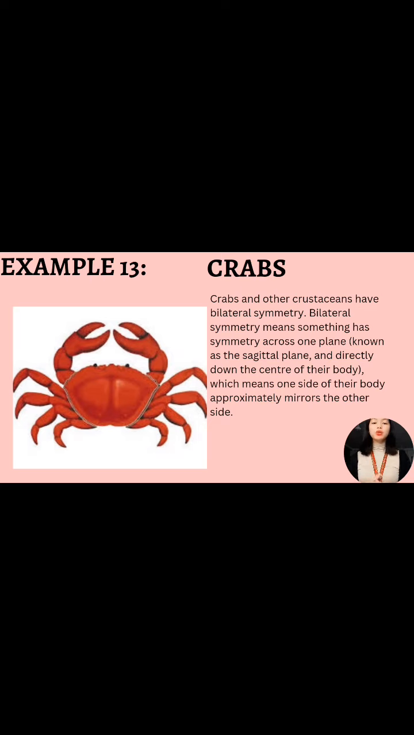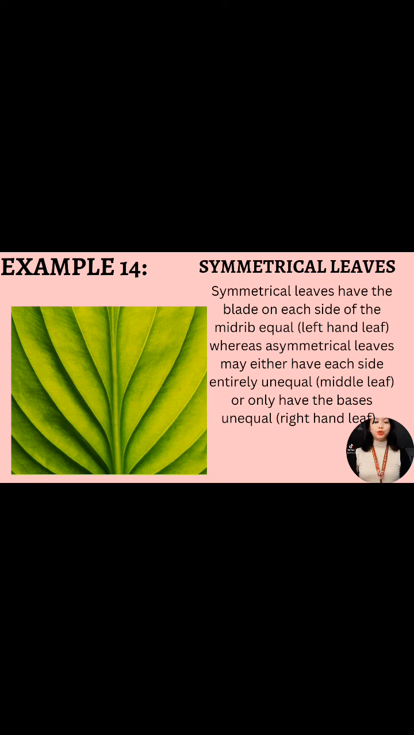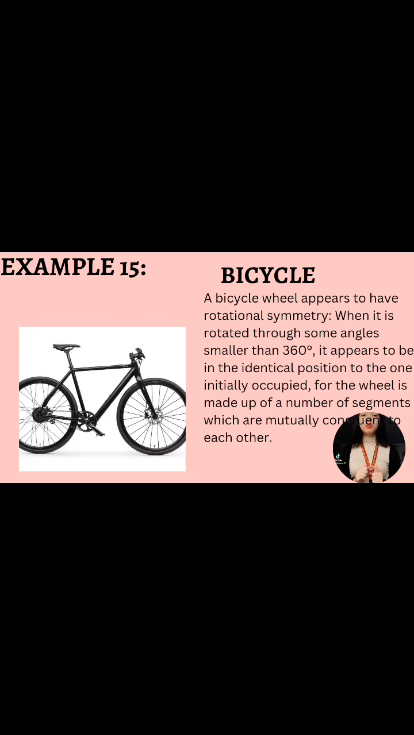Example number 14: symmetrical leaves. Symmetrical leaves have a blade on each side of the midrib with equal areas, whereas asymmetrical leaves may have unequal areas. Example number 15: bicycle wheel. A bicycle wheel appears to have rotational symmetry when it is rotated to some angles less than 360 degrees.